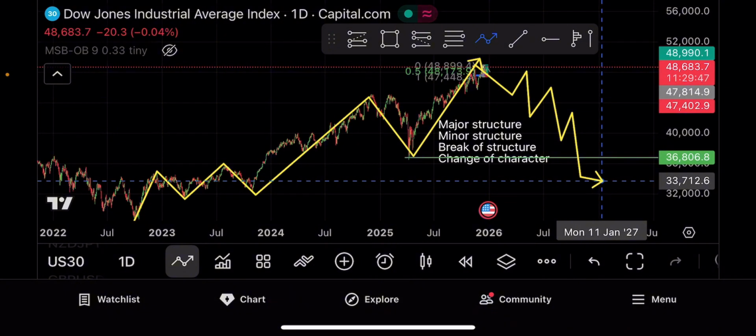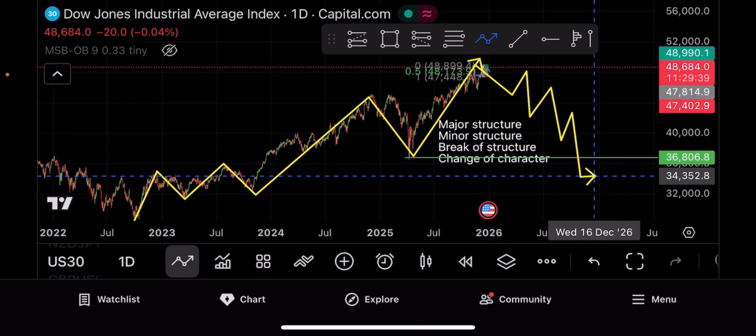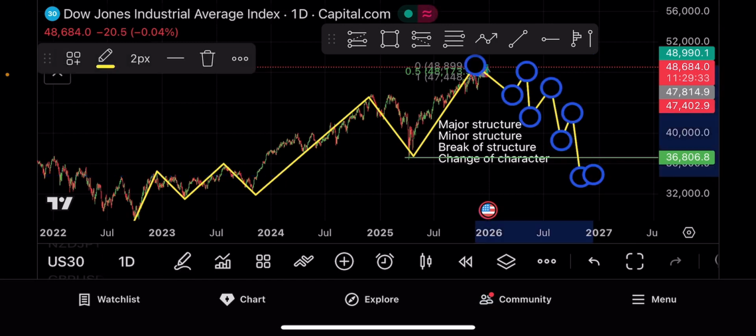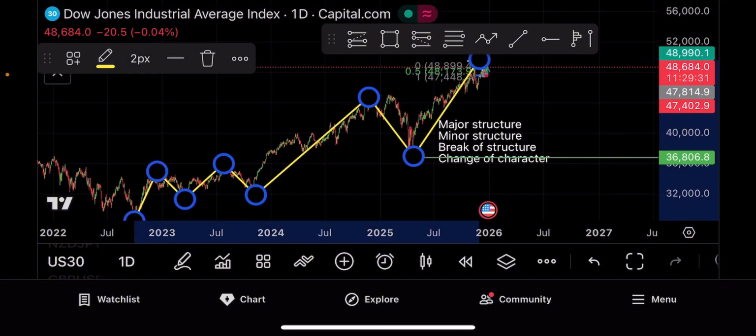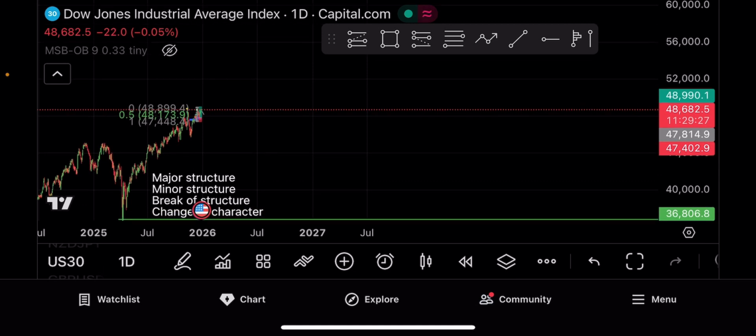This indicates a change of trend. Now, if there's a break down over here, then we know that we are no more in an uptrend, we are now in a downtrend. Let me just draw it out for you. I don't want this video to be long.